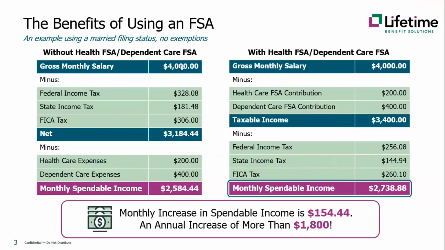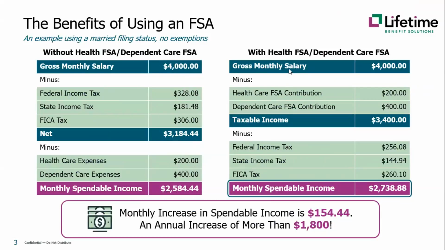Here we have an individual who has a gross monthly salary of $4,000. On average, they have $200 in healthcare expenses every month and $400 in dependent care expenses every month. This individual does have access to a health FSA and dependent care FSA, but they have chosen not to participate. We start with their gross monthly salary, which is also their taxable income. They have their taxes withheld, and then out of their net pay, they spend their $200 and $400 in healthcare and dependent care expenses, leaving them with $2,584 of monthly spendable income.